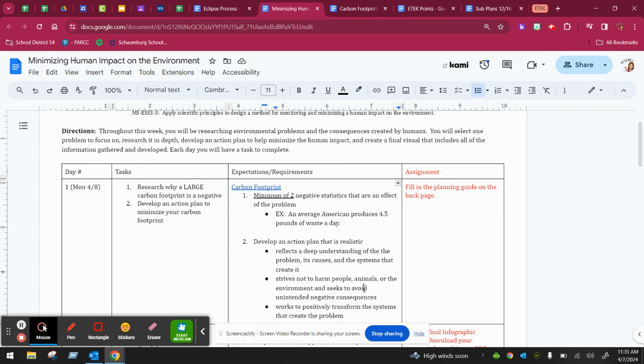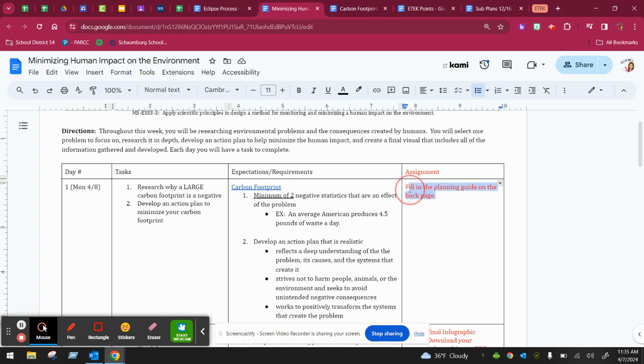So we need to find a solution, an action plan that's not going to harm any people or animals or the environment. And then also working to really transform systems. This is not a one and done. This is how can we regularly do this exact task so that we're reducing that minimum, that carbon footprint.